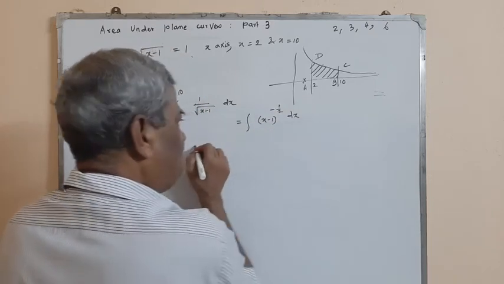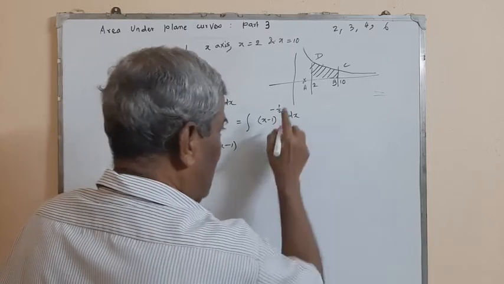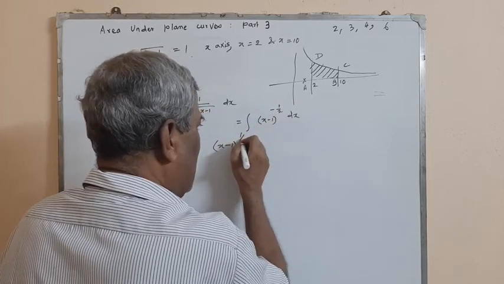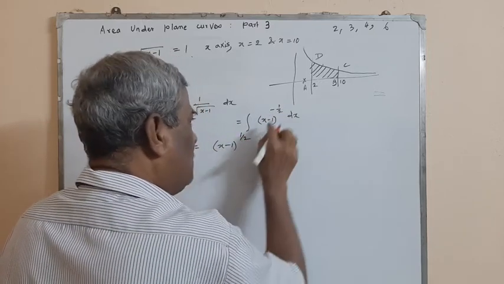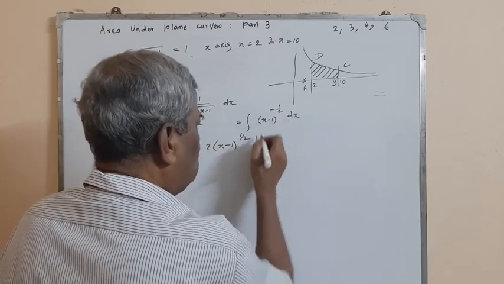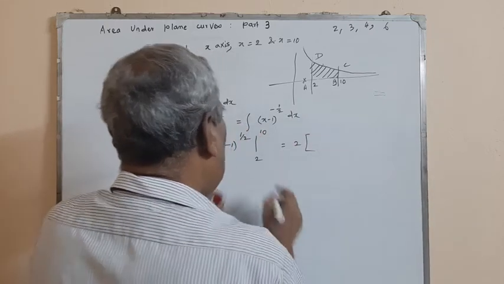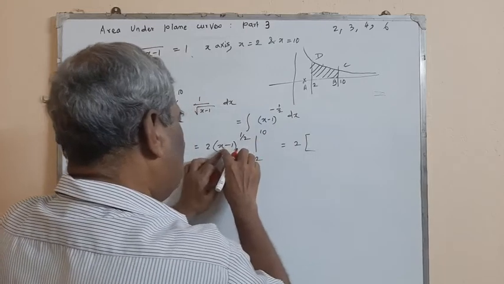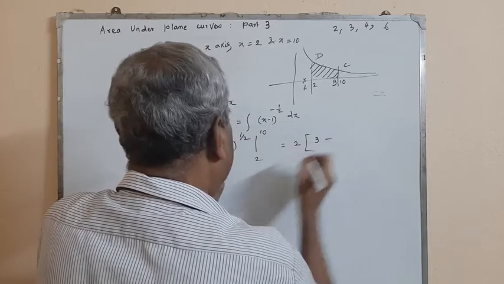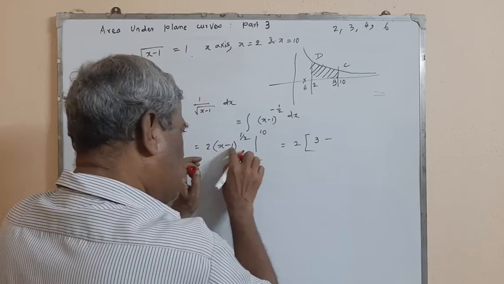It is equal to x minus 1 to the power half by half. This plus 1, that is half, divided by half means 2, and the limits 2 to 10. So it is equal to 2 into, when we put x is equal to 10, this is 9 to the power half, that is 3, minus, when we put x is equal to 2, this becomes 1.